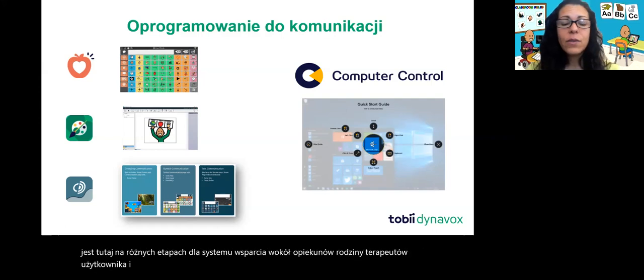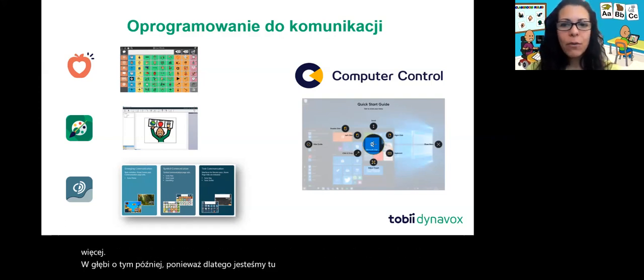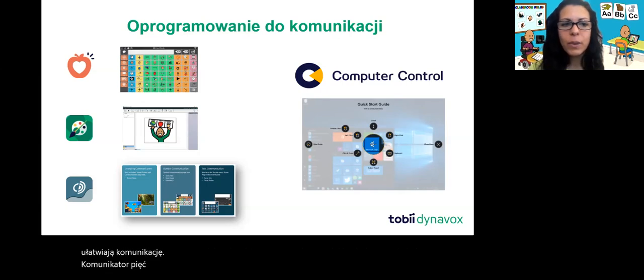So Snap Core First was created with symbol users in mind and to grow literacy. That's the ultimate goal. And we'll talk more in depth about it later, since that's why we're here today. And Boardmaker is our education platform, enabling educators and families to create printed materials that facilitate that communication. Communicator 5, it's a powerful communication tool, and that's the blue one on the bottom left.